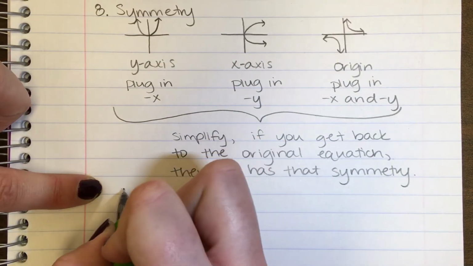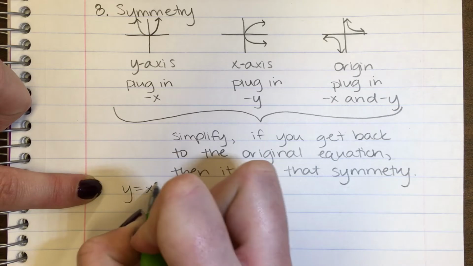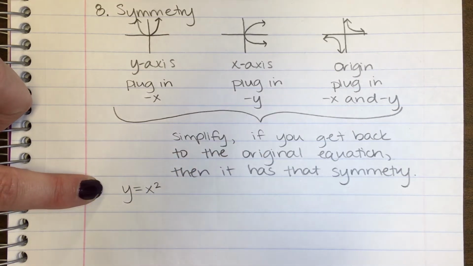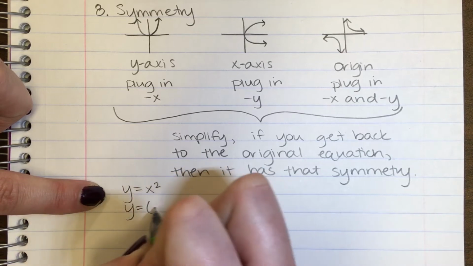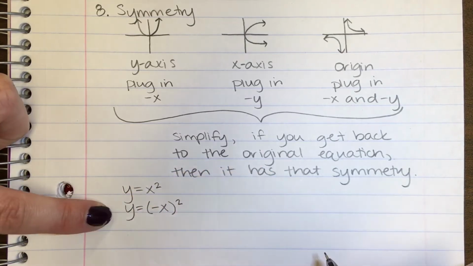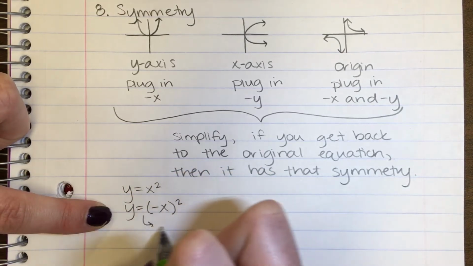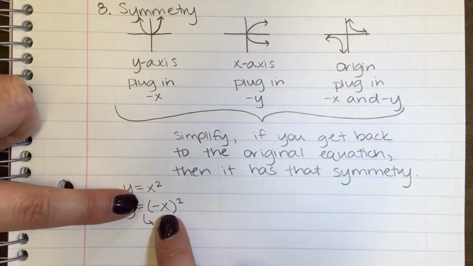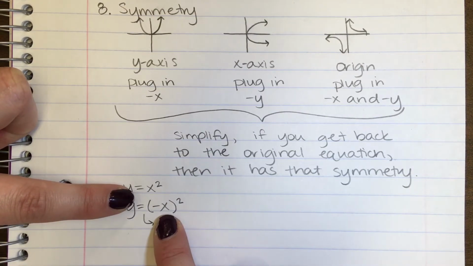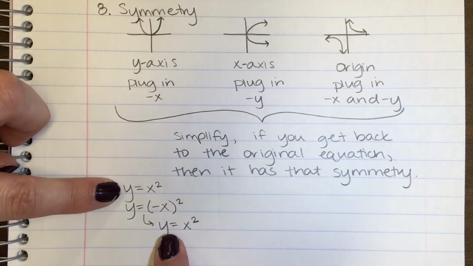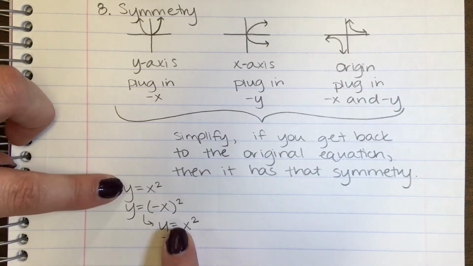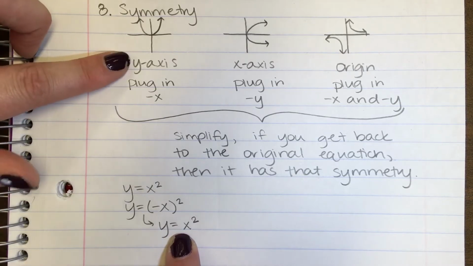So the first picture we had was a parabola, y equals x squared. And when we check for symmetry to the y-axis, we plug in a negative x. So I would say y equals negative x squared. And when I simplify that, I get y equals negative x times negative x is positive x squared. So you can see that after I simplified, my original function and my resulting function were the same. And so that confirms, yes, it is symmetric to the y-axis.